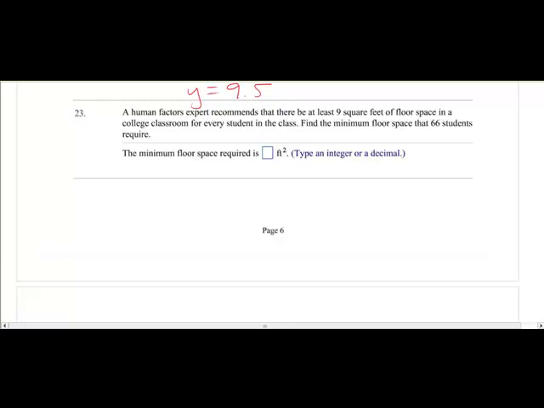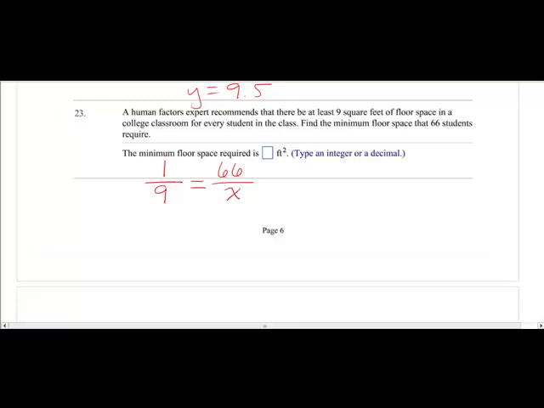Well, they're saying for every 1 student there should be 9 square feet. Then when you have 66 students, how many square feet do you need? That's essentially what the problem is saying. Or if you read it a different way, and you're going to see this in just a second, all you're really doing is saying, well, each person needs 9 square feet. There's 66 people, so let's do 9 times 66.